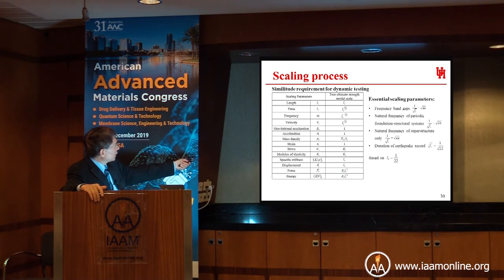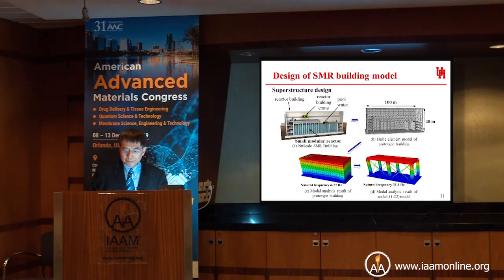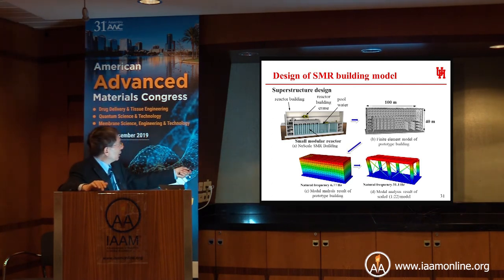We follow the similitude requirement for dynamic testing. As you can see right here, just for example, the frequency scale becomes this one. The frequency band gap scale will become square root 22. And then, this is the small modular reactor building design using the finite element model. This is a prototype.